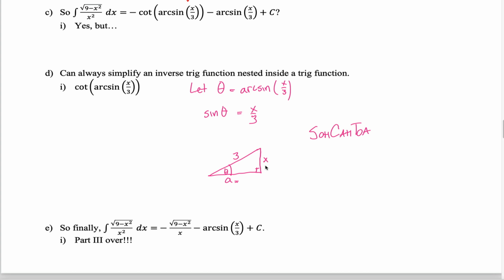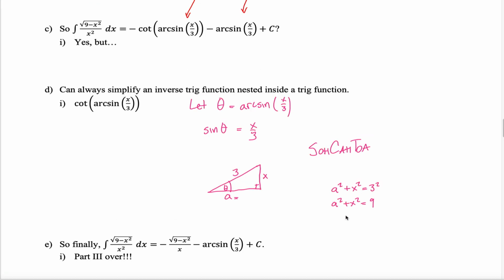We know that this squared plus this squared must be equal to this squared, from a squared plus b squared equals c squared. So therefore, a squared plus x squared must be equal to 9. And therefore, a squared is equal to 9 minus x squared. So a is equal to the square root of 9 minus x squared. Now that I have all three sides of this triangle labeled, I can simplify this original expression.